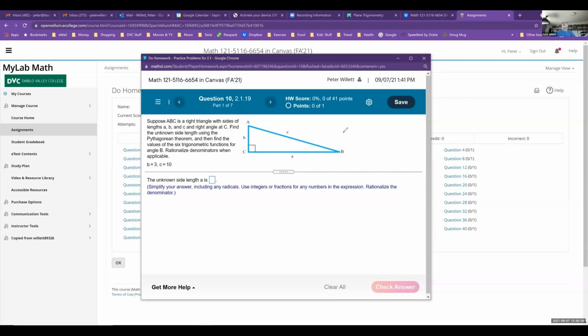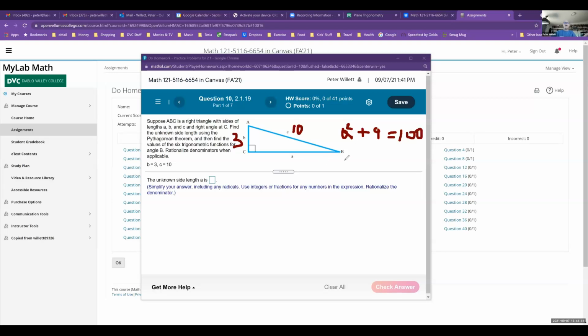All right, so my writing will be much worse on this using my mouse, but I'm going to give it a try anyway. So we know C is 10, and I know B is 3. So the side I don't know is A. So I know A squared plus B squared equals C squared. So A squared plus B squared, B is 3, so B squared is 9, equals C squared. C is 10, so 10 squared is 100. Yo, that's terrible.